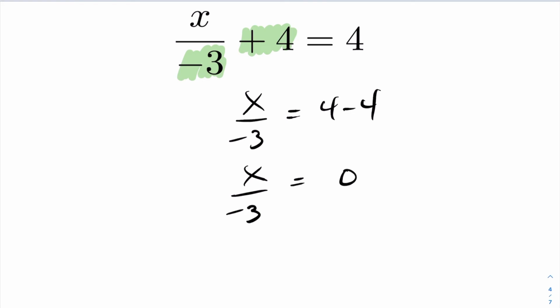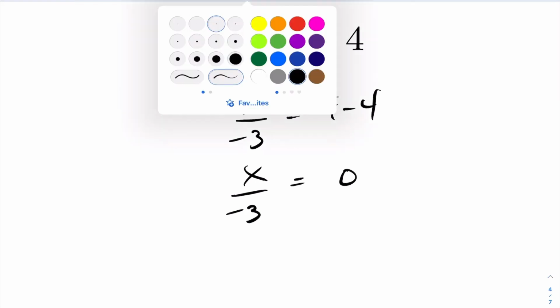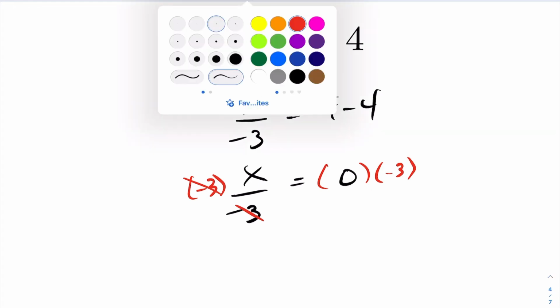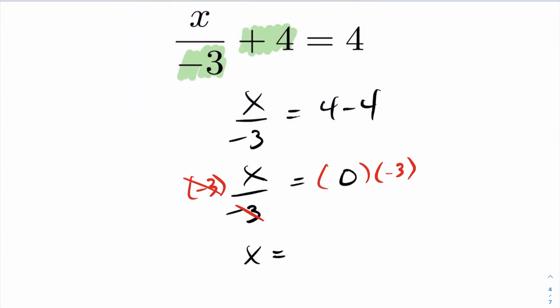Now again, I want to get rid of that minus 3. The operation between the x and the minus 3 is division, so multiply across by minus 3. These will reduce, and we end up getting here x equals 0 times negative 3 is 0. Let's look at another.